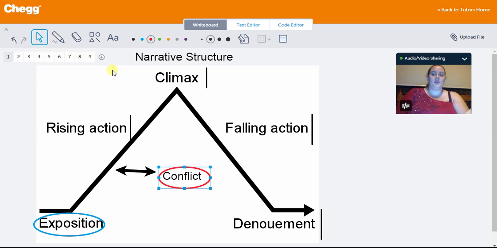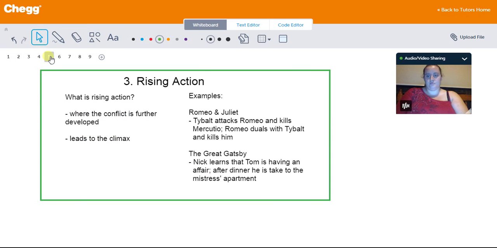From here, we're going to take a look at rising action. This is where the conflict is further developed, so more details come into it, more scenes happen, and this is also the lead up to the major climax.